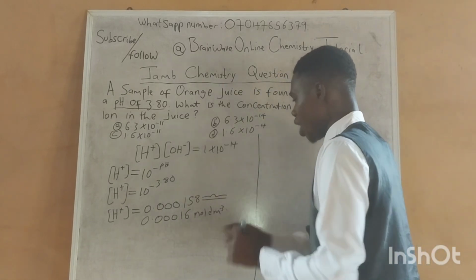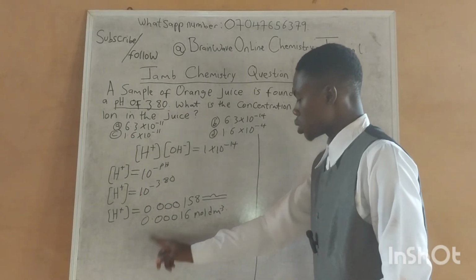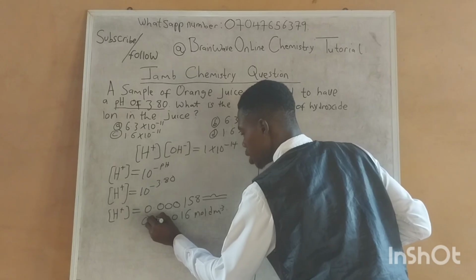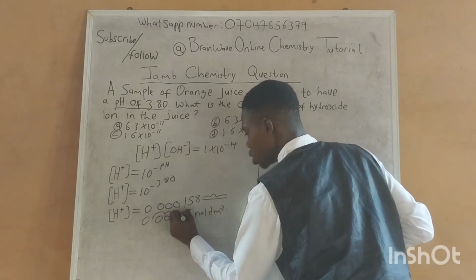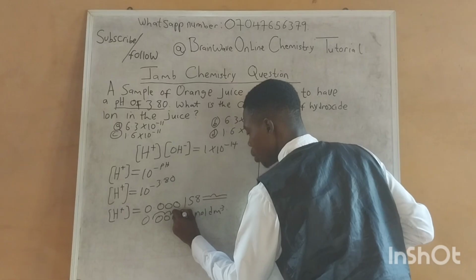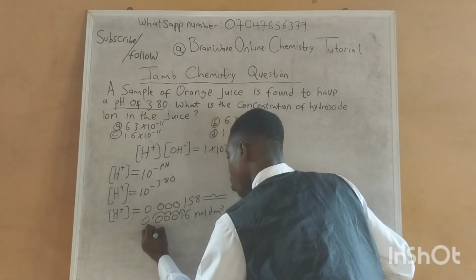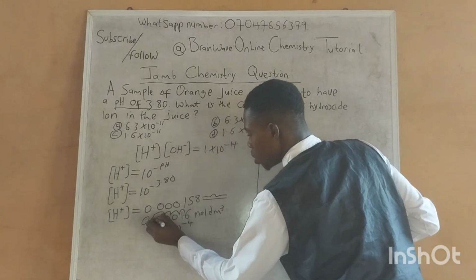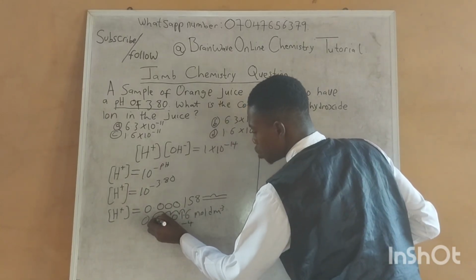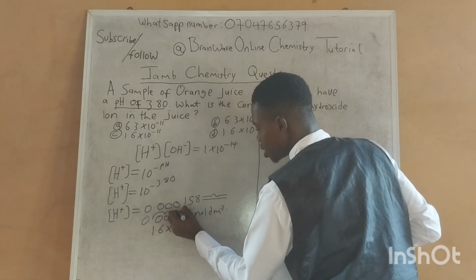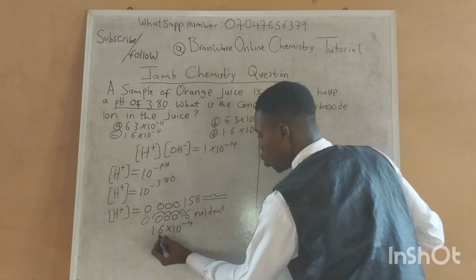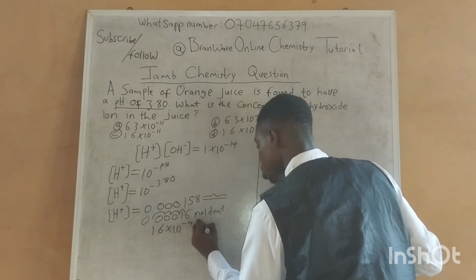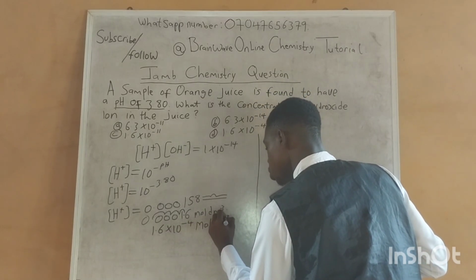But we cannot leave our answer like this. It is better we take it to standard form. So we're going to move the decimal point 1, 2, 3, and 4. The decimal point is here. So our final answer will be 1.6 times 10 raised to minus 4. We move the decimal point 4 times, 1, 2, 3, and 4. So it will now become 1.6 times 10 raised to minus 4 mole per dm cube.